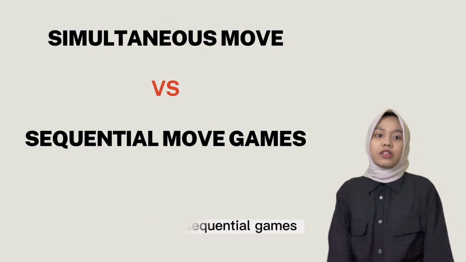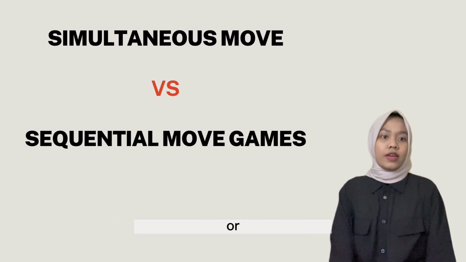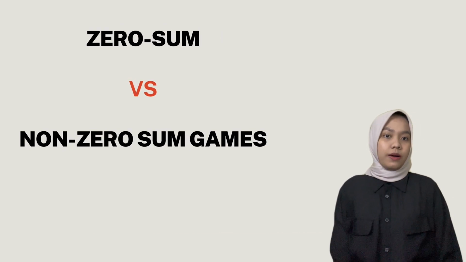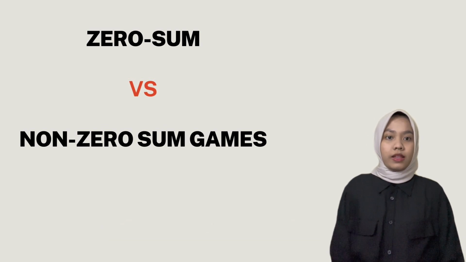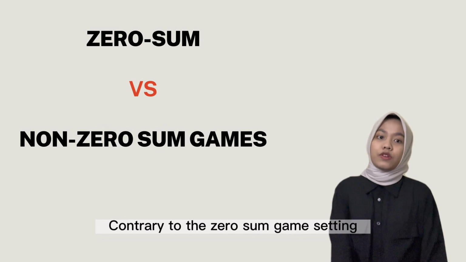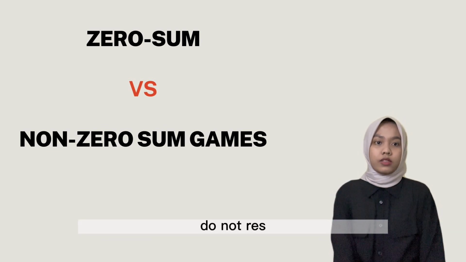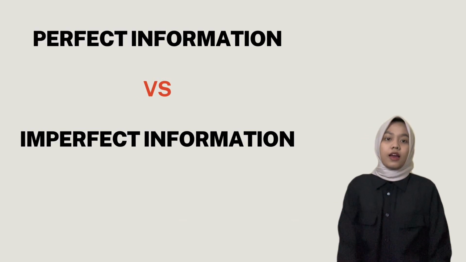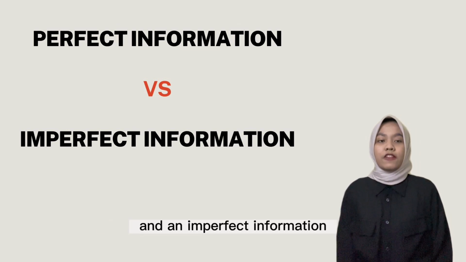In sequential games, players are aware of the other players' decisions, or they take turns to decide. The fourth is zero-sum and non-zero-sum. In zero-sum games, a participant's gains or losses balance the other participants' gains or losses. Contrary to the zero-sum setting, a player's gains or losses do not result in other players' gains or losses in a non-zero-sum game.